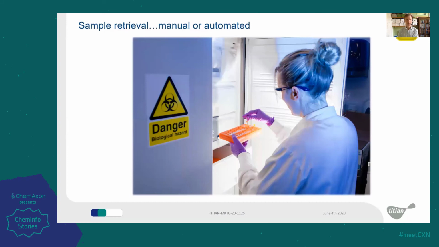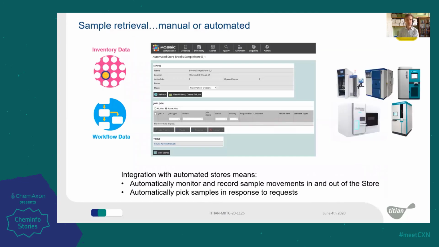And then sample retrieval follows, and that can be just manual. So Mosaic will help guide an operator to where the samples are to be retrieved from. This can also be fully automated. Mosaic has integrations available with most of the major manufacturers of automated stores.